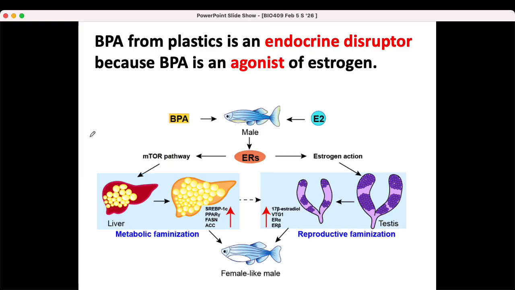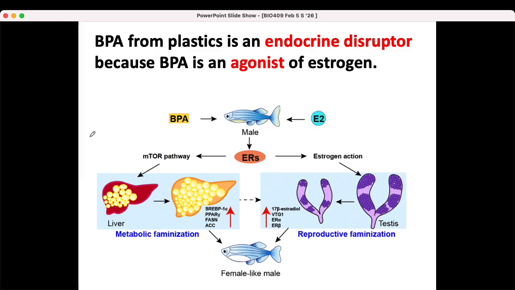Here's another example of an estrogen receptor story. Everybody's heard that BPA is in plastic, and you don't want to have it in plastic. BPA does this too. BPA binds to the estrogen receptor and is called an agonist.